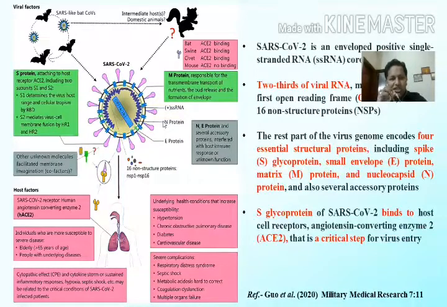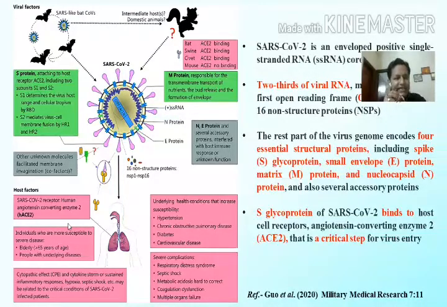We have non-structural proteins. Non-structural proteins are those proteins which do not participate in the structural part of the virus. Then we have accessory proteins. Accessory proteins have their regulatory role. Now the host factor. Among the host factors, the most important one is angiotensin converting enzyme, ACE2.